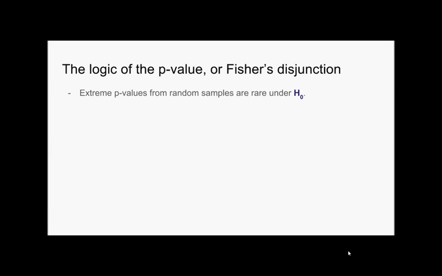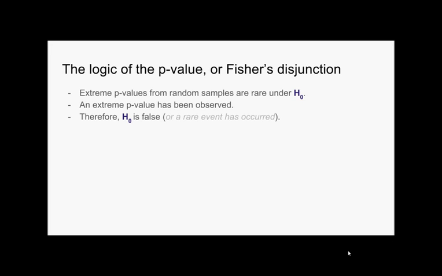So, statement 1 is that extreme p-values from a random sample of data are really rare under the null hypothesis. And let's say an extreme p-value has been observed. That is, you find a p-value that suggests that the probability is very low under the null hypothesis.